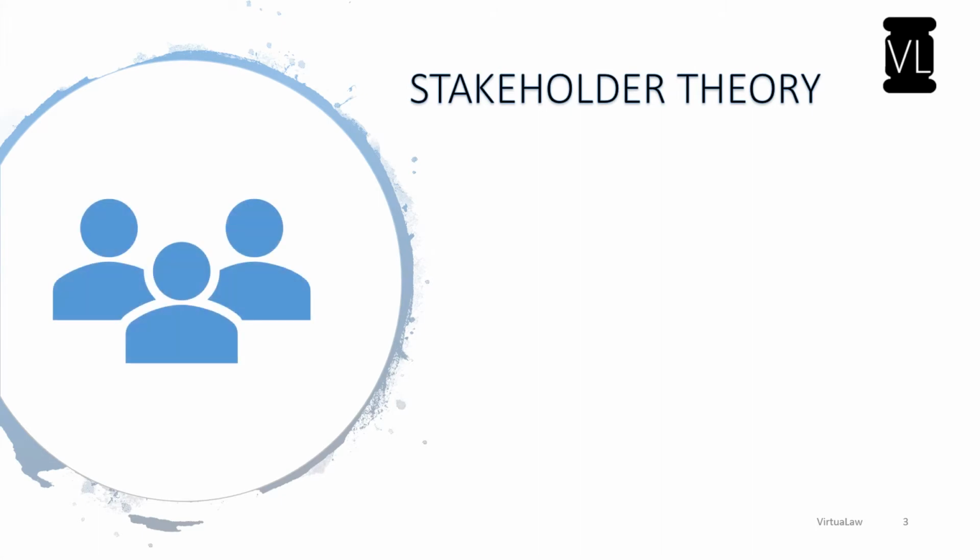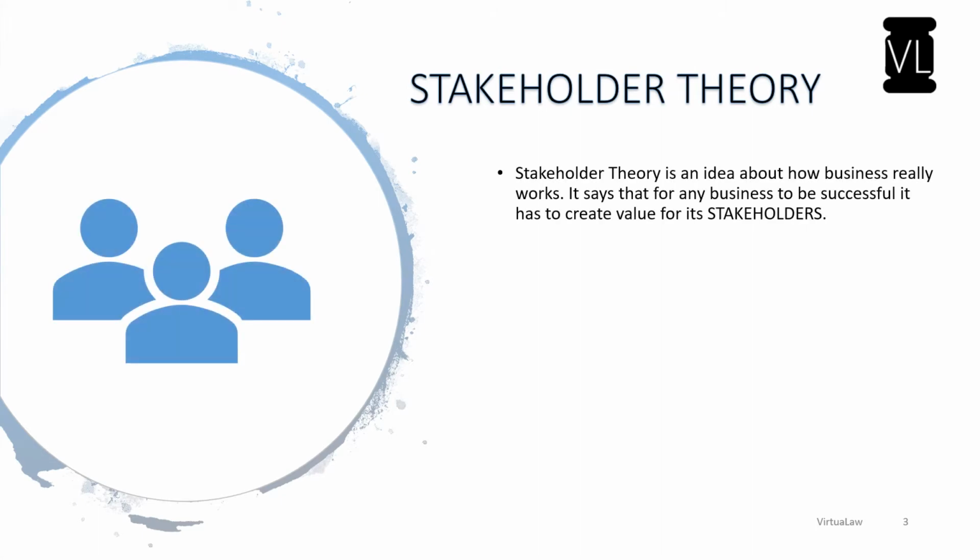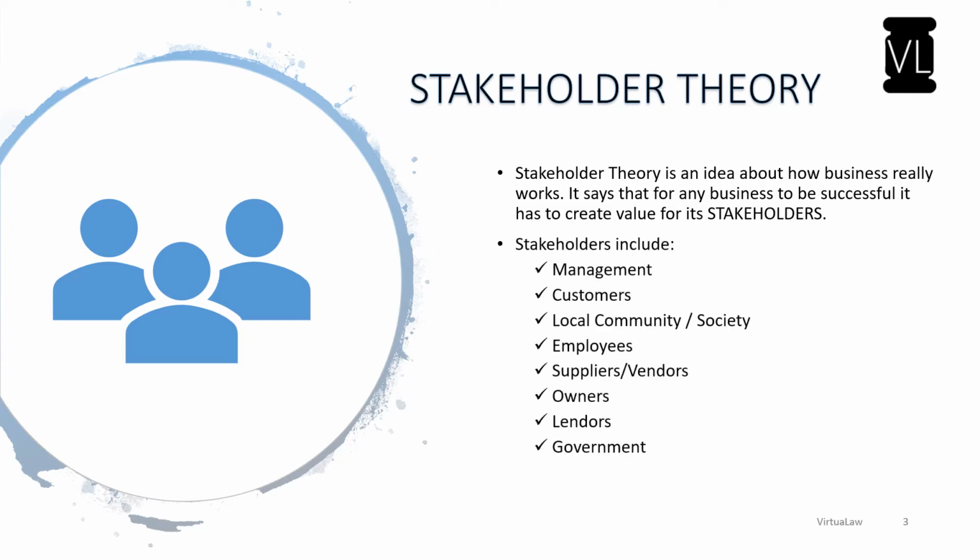Firstly, the stakeholder theory. As per this theory, it basically says that for a successful business, you have to create value for your stakeholders. So that is the theory of stakeholders. Stakeholder theory is nothing but an idea of how a business can really work. A business can actually work only when it is satisfying the needs of all its stakeholders, which is the requirement under the stakeholder theory.